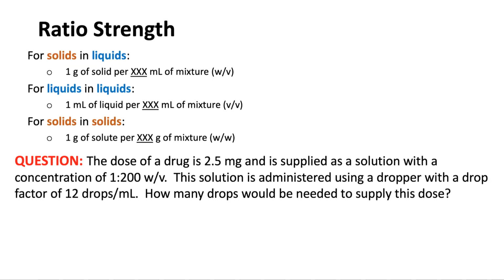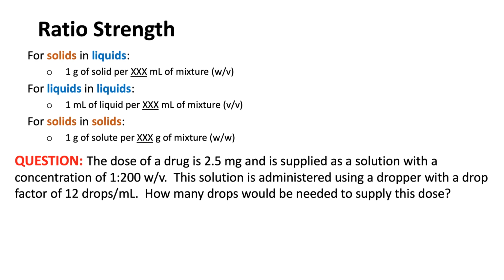All right. Another way to express concentration that has historically been confusing for students is ratio strength. It's really where you just say you have a concentration of 1 to 1,000 or 1 to 200, 1 to 500. The "to" is written as a colon. But it's still the relationship of a thing to the whole. And it can be a solid in a liquid, a liquid in a liquid, or a solid in a solid.